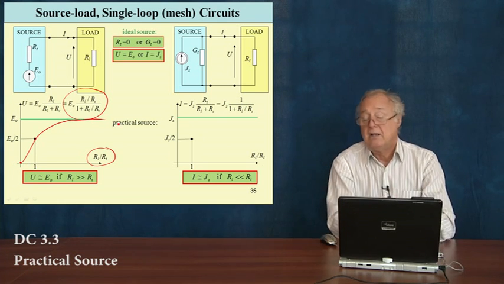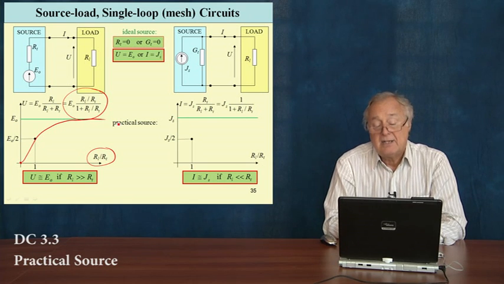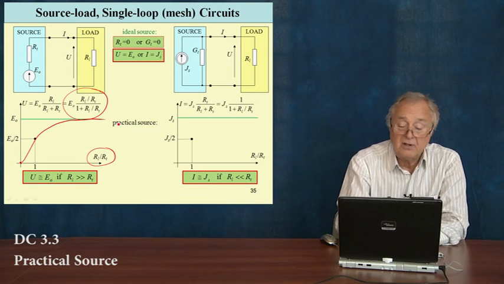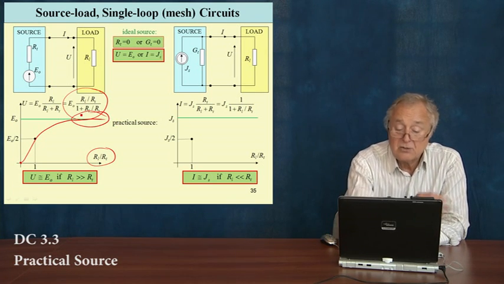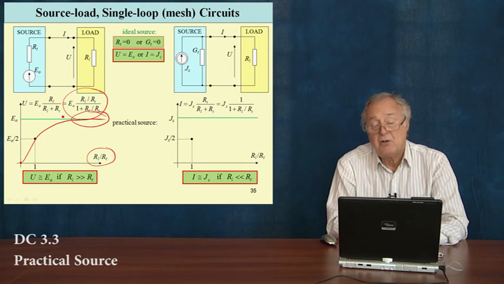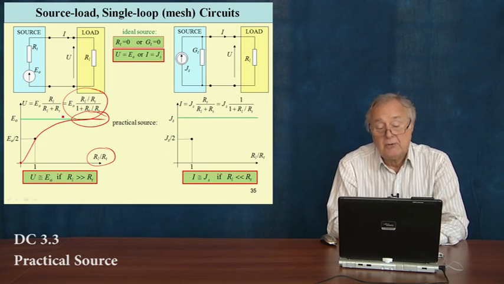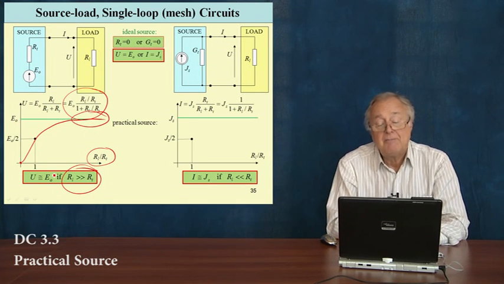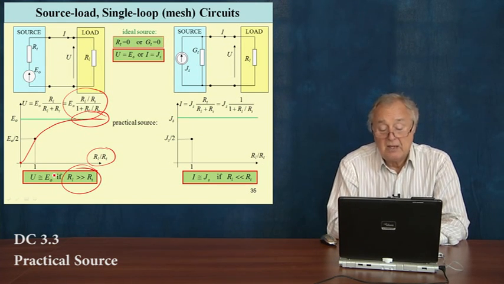It is not the green line as it should be for an ideal source. For a practical source, it is this curve in red. So actually our source operating point should be located somewhere here, where we have quite a large ratio of load resistance to internal resistance of the source.